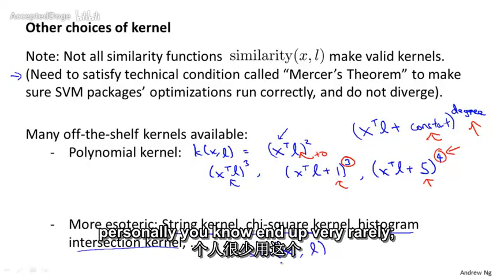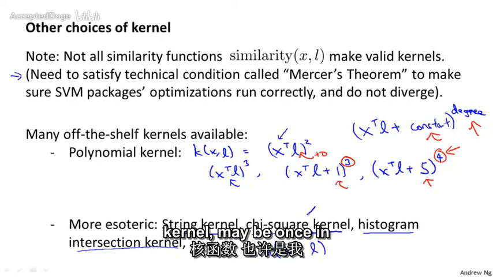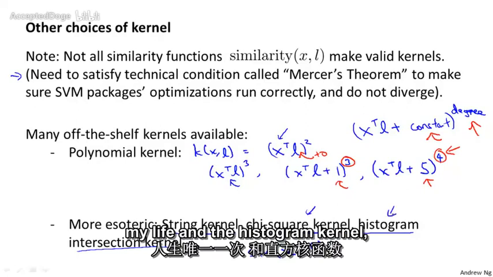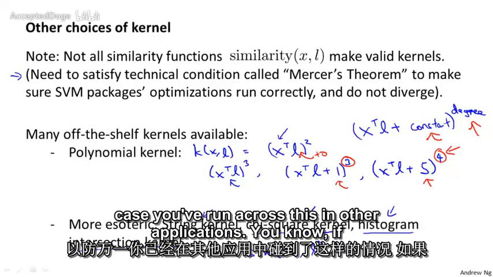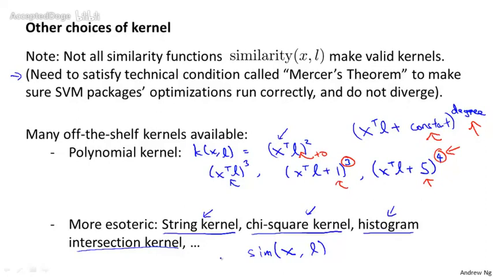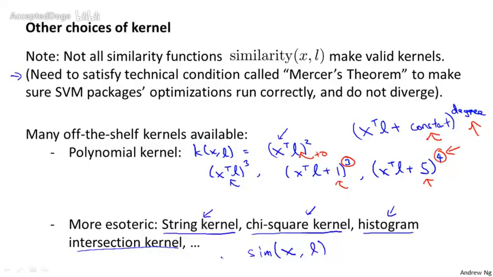But I personally end up very rarely, if at all, using these more esoteric kernels. I think I might have used the chi-square kernel maybe once in my life, and the histogram kernel maybe once or twice in my life. And I've actually never used the string kernel myself. But in case you run across this in other applications, if you do a quick Google search or a quick Bing search, you should find definitions of these other kernels as well.